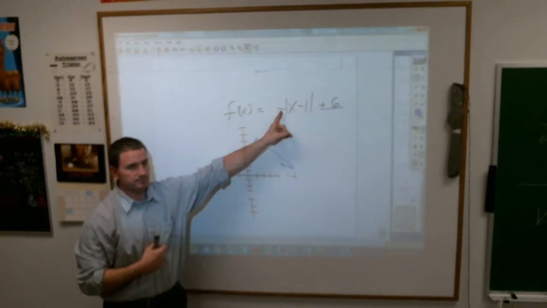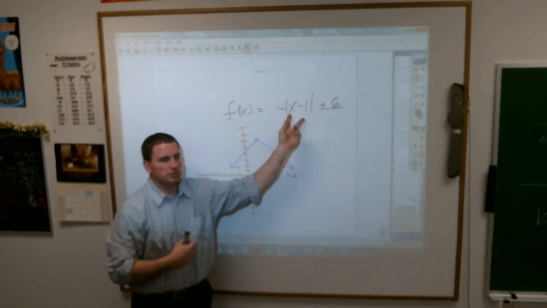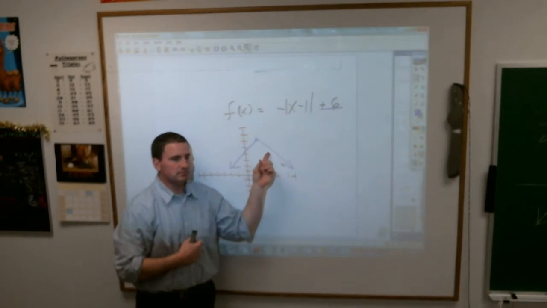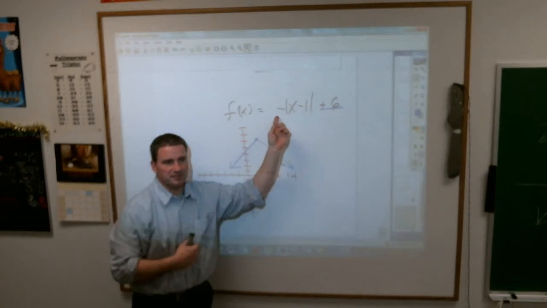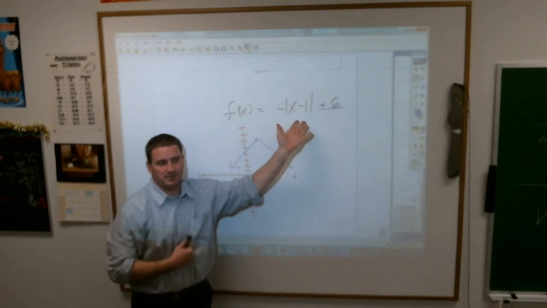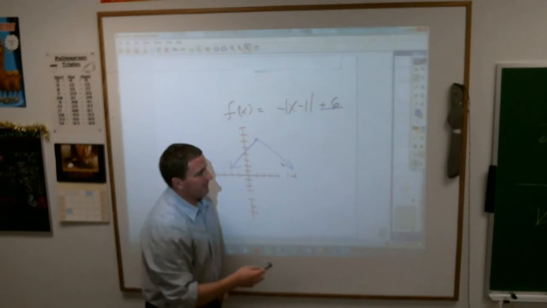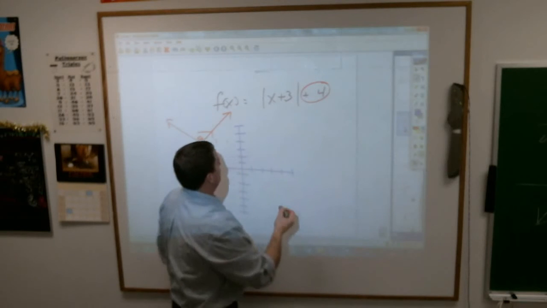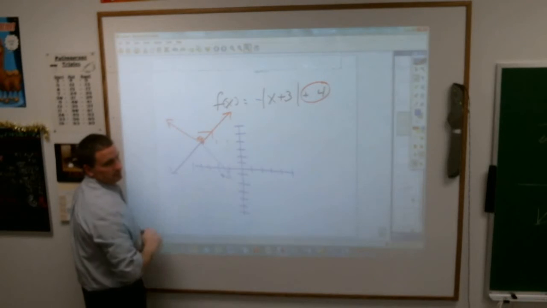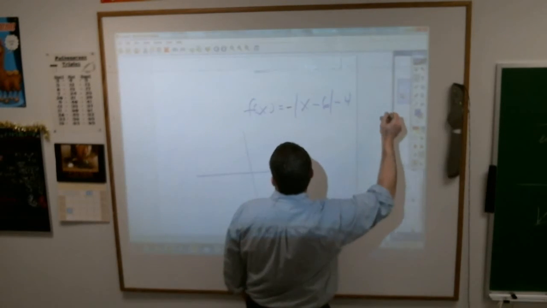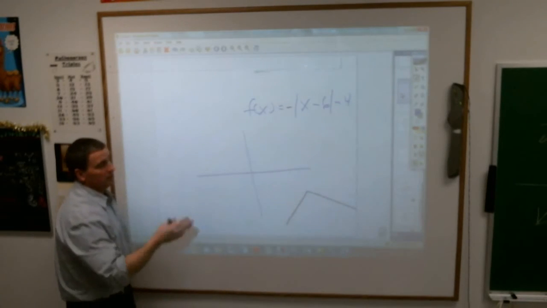Because of this: if there is a negative sign in front of the absolute value, it's going to open down. Otherwise it opens up. Everything we've done except for this one has had a plus sign in front of it. We don't put positive signs in for no reason. If it's a negative, it opens down. Going back to what we just did, Kendall, if this had a negative in front of it, it would have started in the same place except opened down. Just know that if it's a negative in front, it opens down.